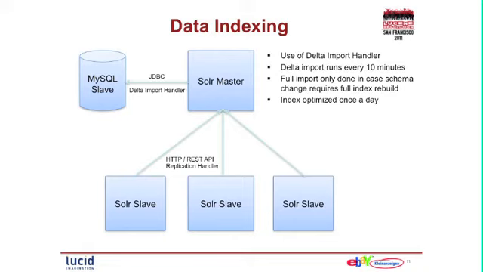The master doesn't get any traffic, so it's only used for indexing, and then we use the replication handler, which is another built-in feature of Solr, to distribute the index to the slaves, and the slaves are the nodes that serve the traffic. With the replication handler, there's one thing to watch out for. We index every 10 minutes, and at the beginning, after every indexing round, we did an optimize on the index. What an optimize does is compress the index again and throw out old content.